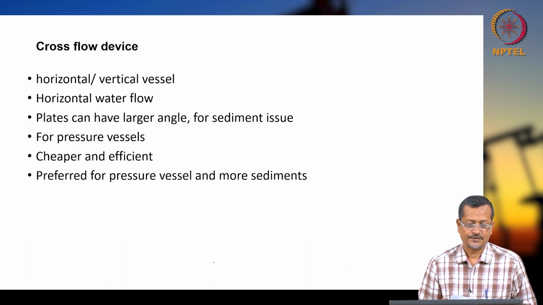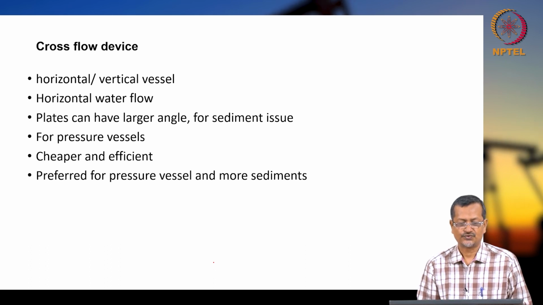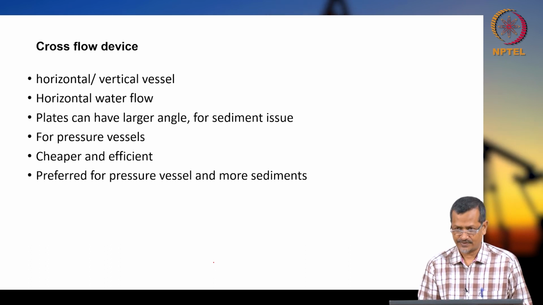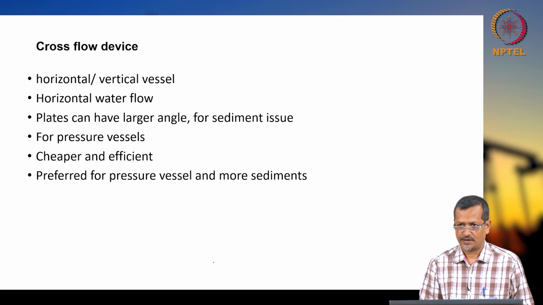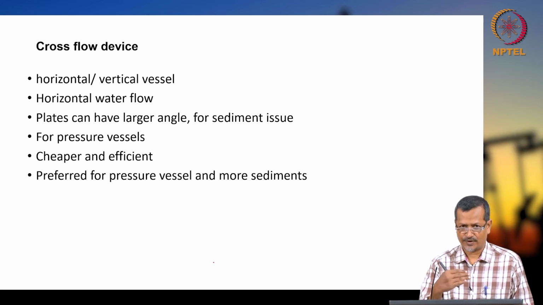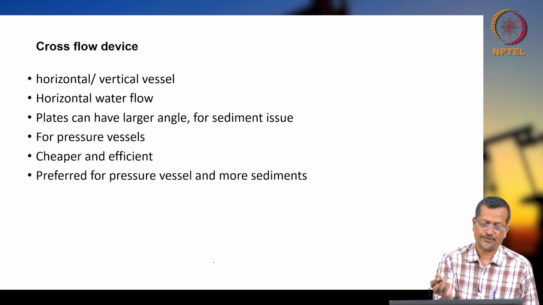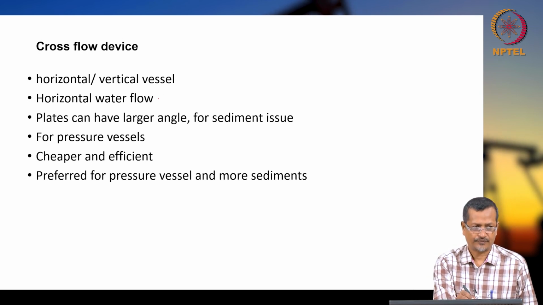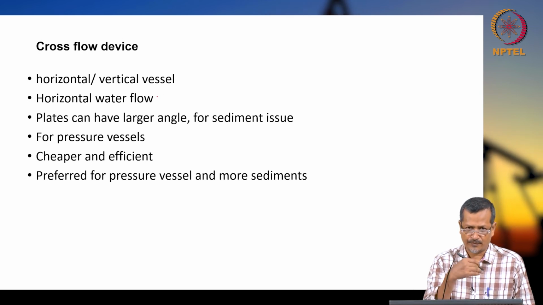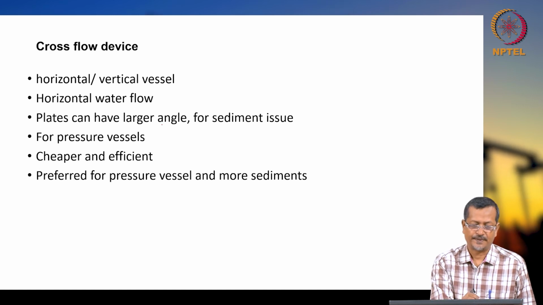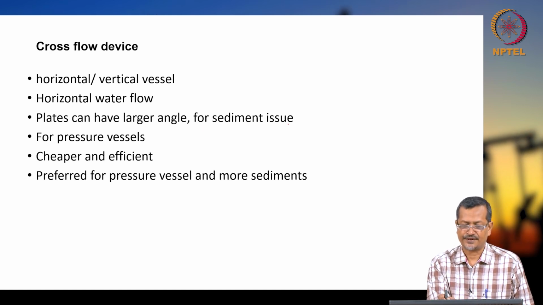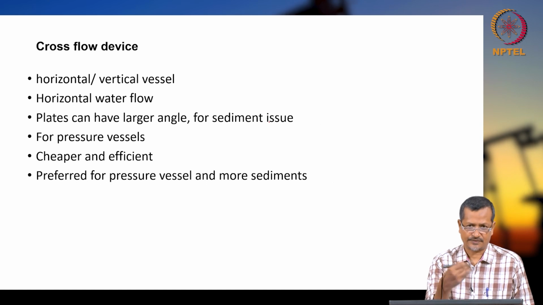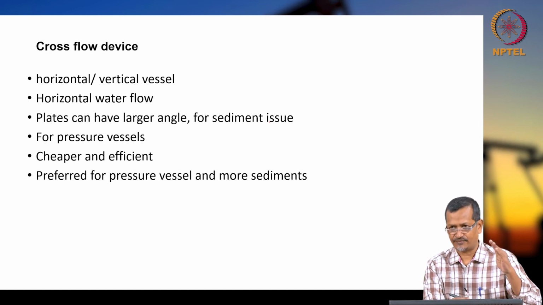Cross flow device can be used for vertical or horizontal vessels. In cross flow, the fluid, water, will be flowing in one direction, but the separation will be in another direction. Water will be flowing horizontally, but your particle will be moving vertically. So plates can have a larger angle for the sedimentation issue. Like I told, instead of 45 degrees you are giving 60 degrees.